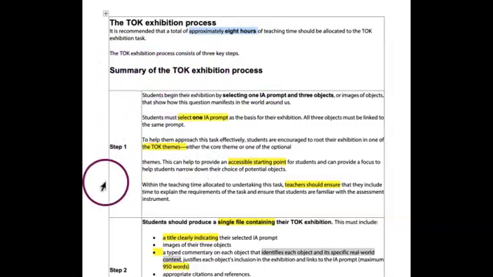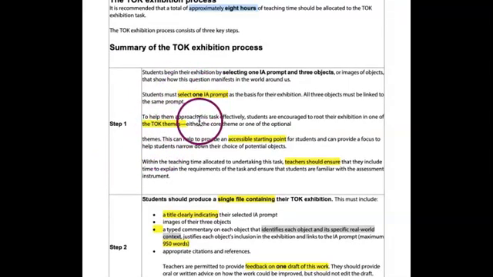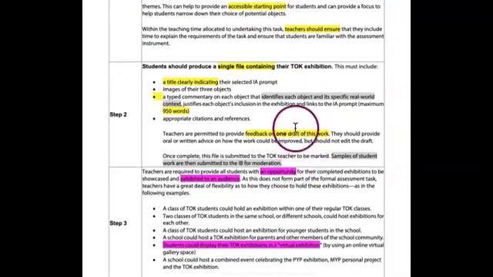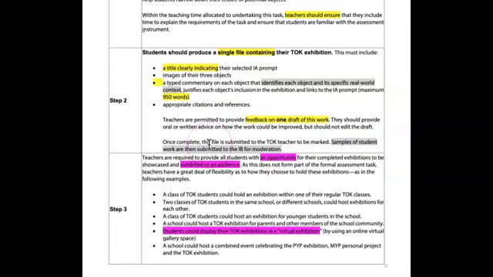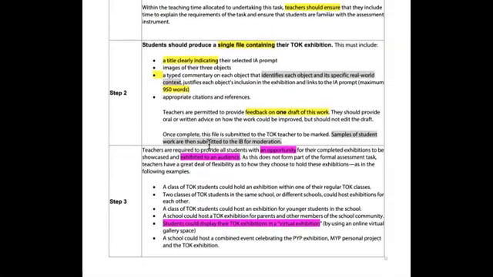The guide has this summary. You've got step 1, select an IA prompt. You can either select it through a theme or a variety of starting points, as we've mentioned before. Step 2, you have to produce a single file containing your 950 words. The title needs to be clearly stated in terms of which prompt you have selected. You are entitled as a student to one full formal draft of your work via the teacher, and so that's a really important step for students to undertake.